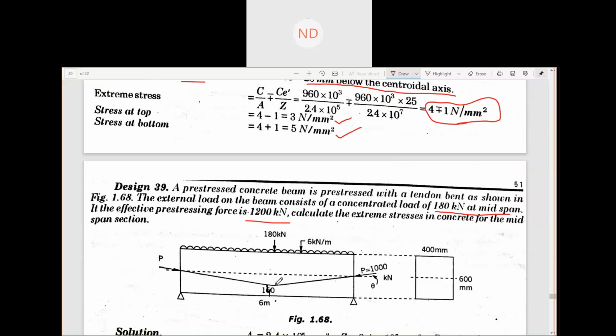We have already solved this type of problem, a bent triangular profile tendon, which will have an upward thrust of 2P sine theta. We know this thing. That was your load balancing method. Now this same thing, if we do it by the stress method, see this particular problem we will try to solve by the three methods, which are the stress concept method, the strength concept method, and the load balancing method.